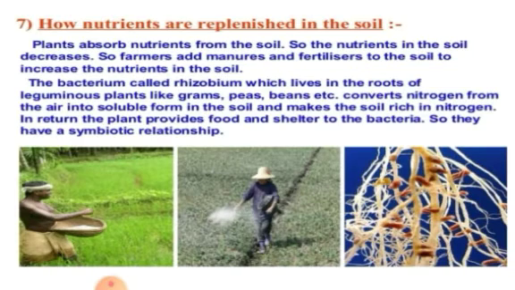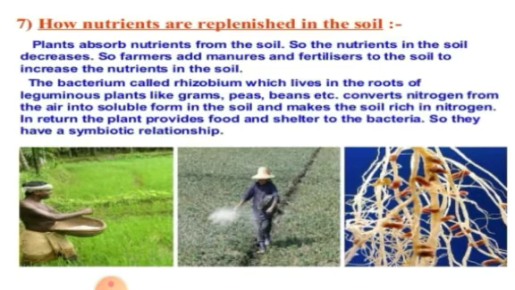So you know plants absorb nutrients and water from the soil. So the nutrients in the soil automatically decrease. Then the farmer should add manure or fertilizers to the soil to increase the fertility of the soil. And also here we have a symbiotic relationship between bacterium and plant. So how does this symbiotic relationship help the farmers? Here the bacterium called rhizobium lives in the roots of leguminous plants. Leguminous plants are like grams, peas, beans, etc.